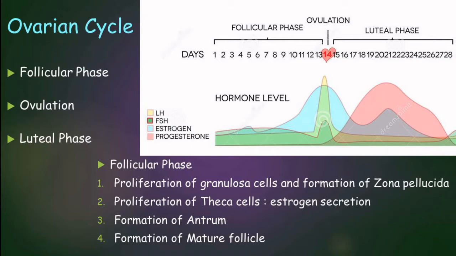In the follicular phase, which is the start of the whole ovarian cycle, you have the proliferation of the granulosa cells and formation of zona pellucida, formation of theca cells and estrogen secretion, formation of antrum, as well as formation of mature follicle. So the time where the primordial follicle matures and develops into a mature follicle with a mature oocyte happens during the follicular phase.